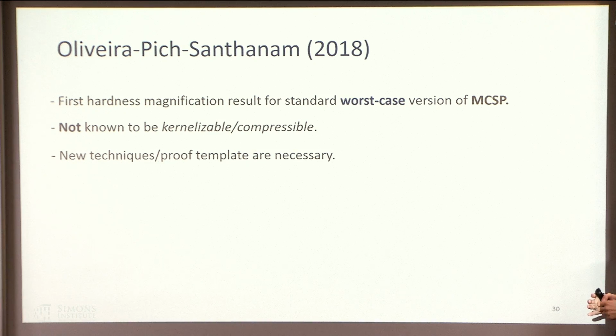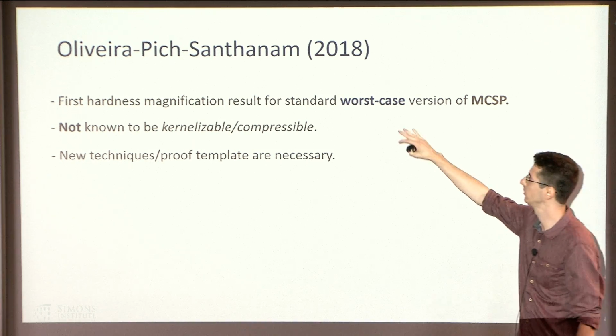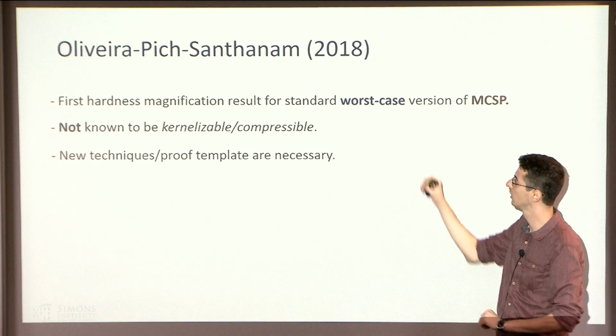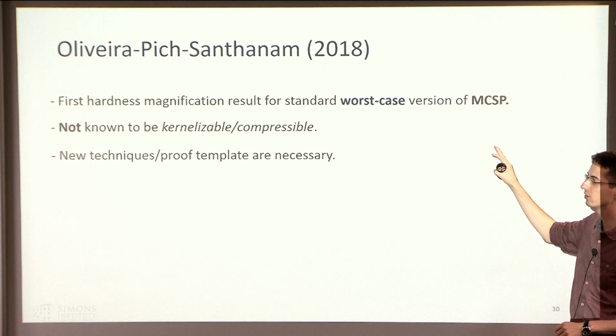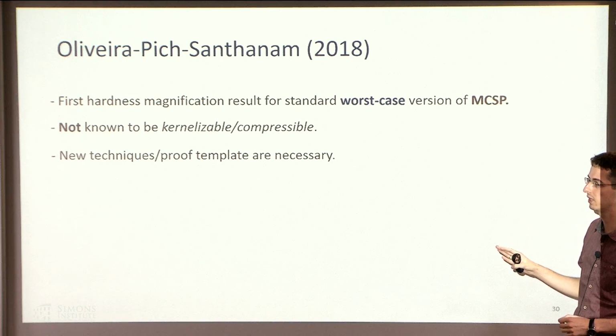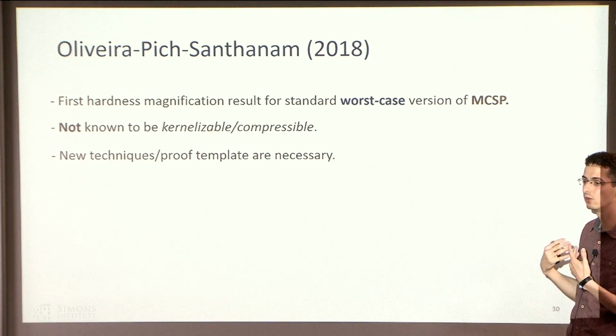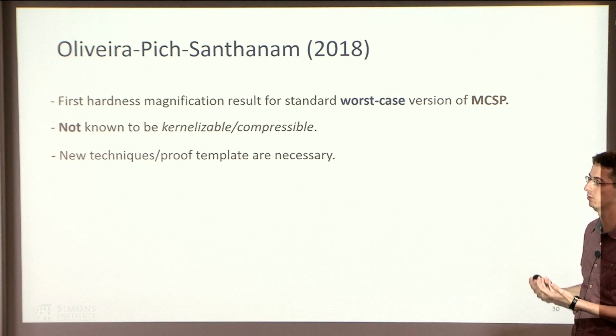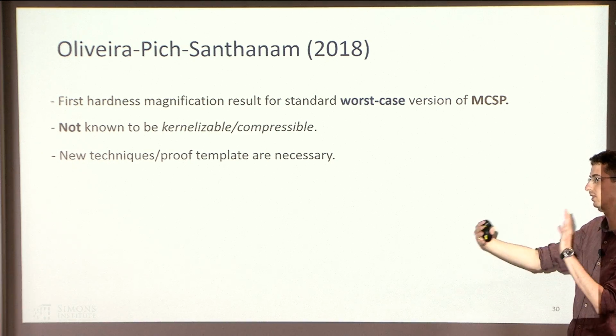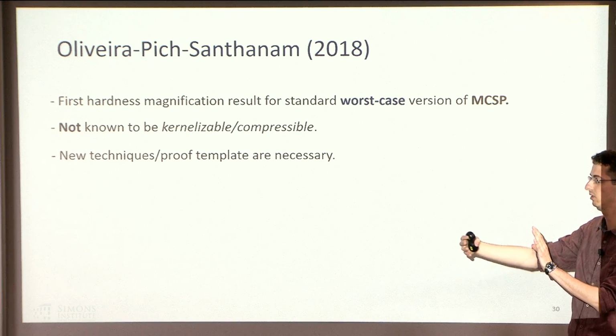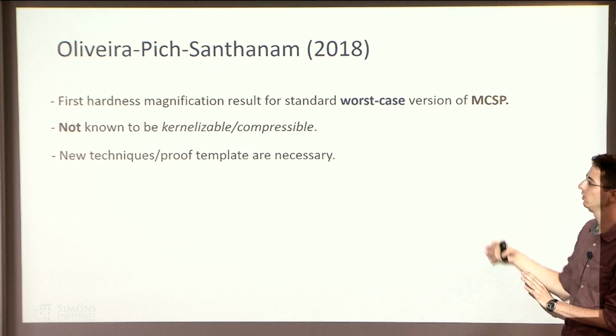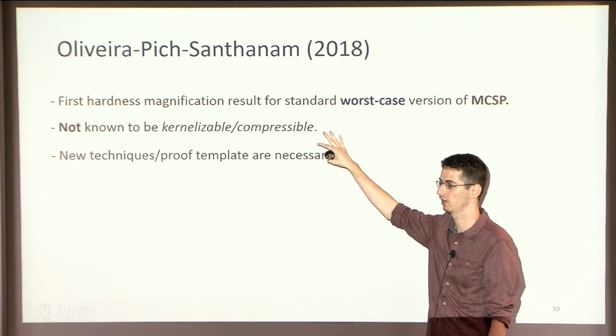And another theorem from this new work is, like Rahul explained, the first magnification result for the worst case version of MCSP. And here there's something very interesting compared to the previous theorem that I explained, which is that we really don't know how to compress MCSP, the worst case version of the problem. It's not clear if you can reduce an instance of length capital N to an instance of length just S. So we need to use new ideas here to prove the magnification theorem.